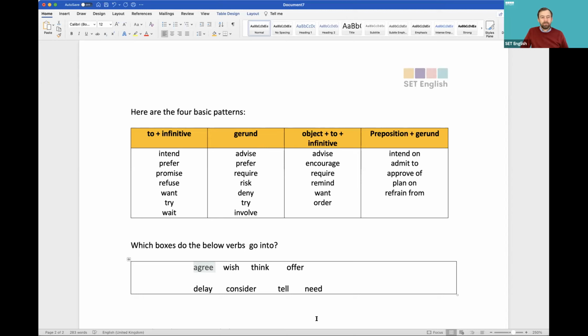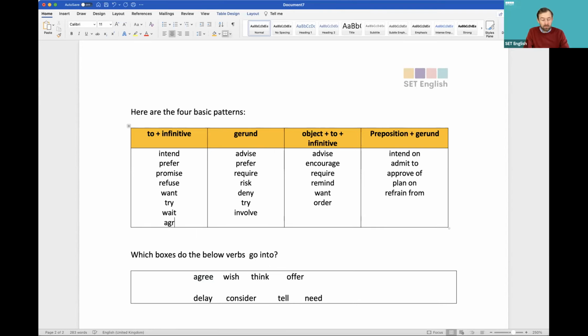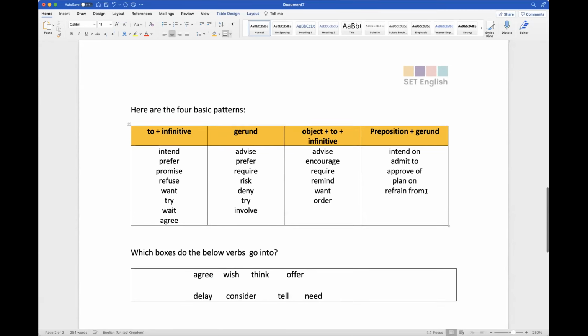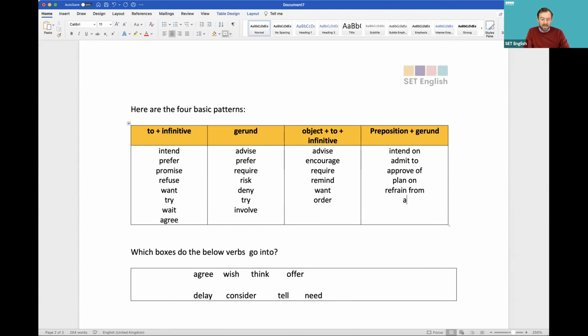What about agree? To plus infinitive, preposition plus gerund. Agree with. Agree for. Well, you agree to do something, don't you? Now, you don't agree doing. You don't agree John to do. You can agree on doing something. Yeah, you can do that. We agreed on splitting the price. We agreed on meeting at this place. So it can go there as well.